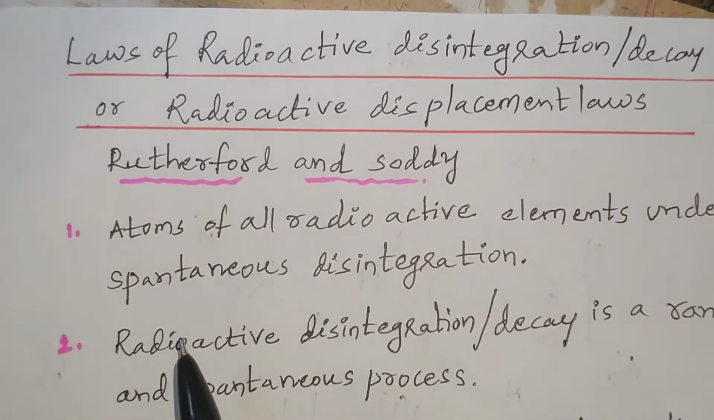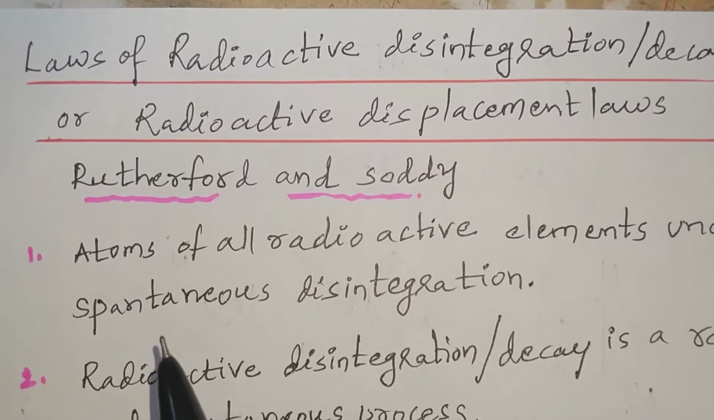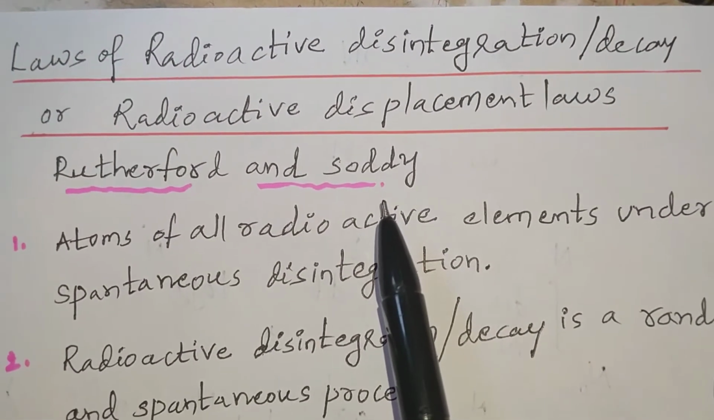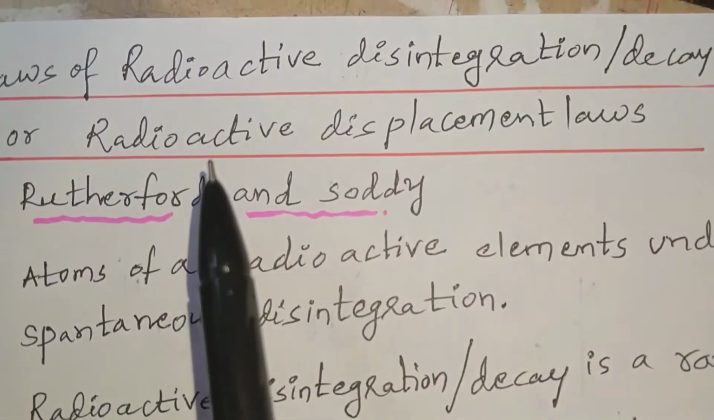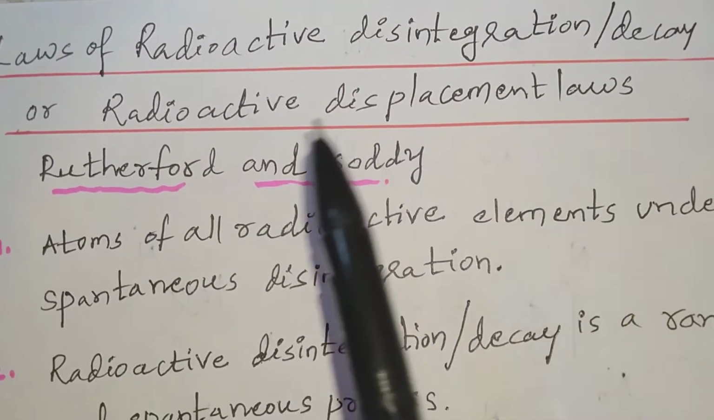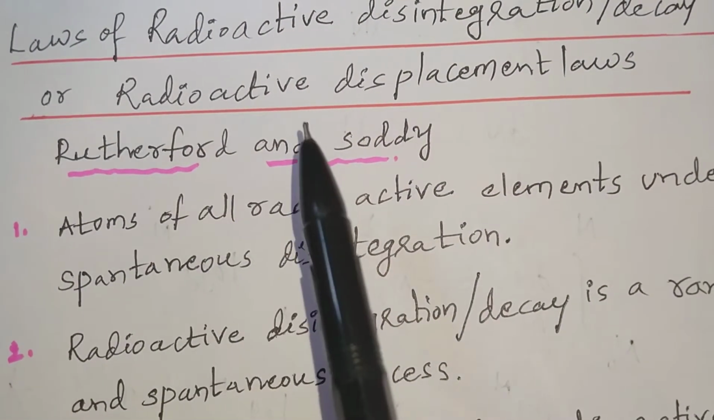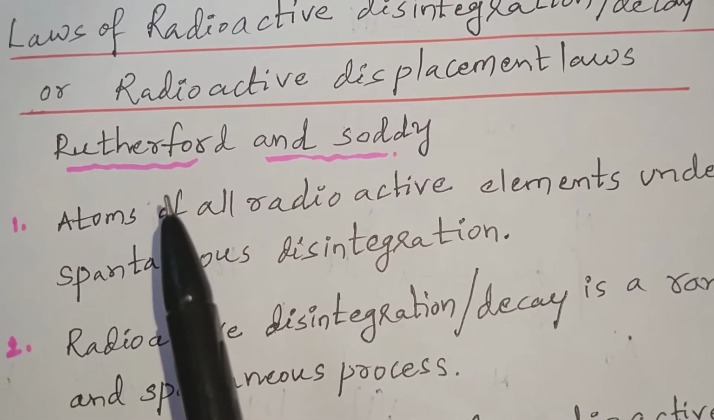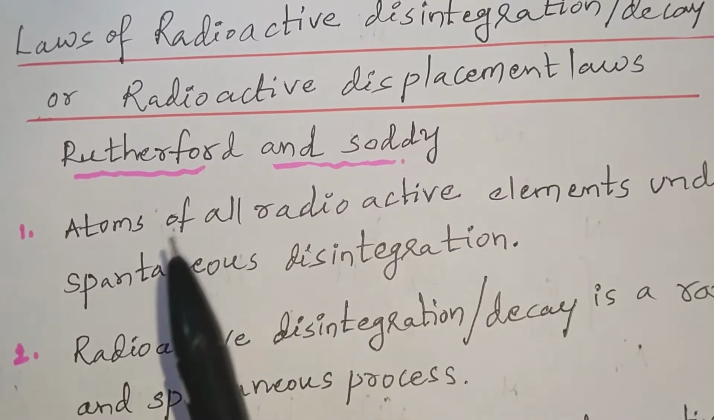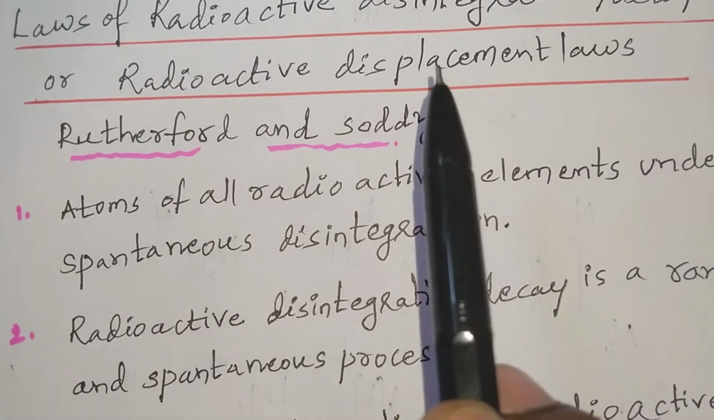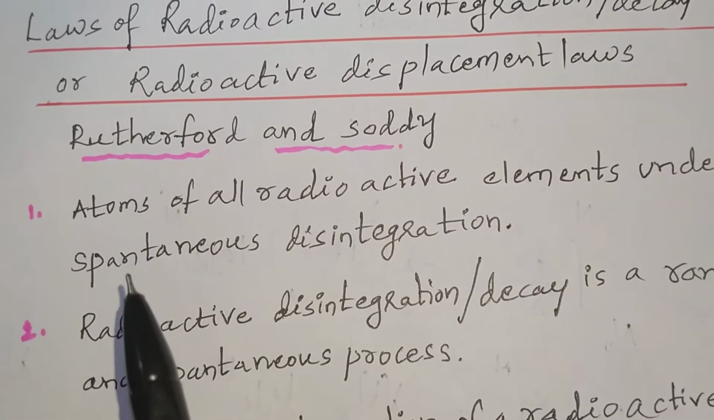We already discussed the introduction of radioactivity previously. Now we have to discuss the laws of radioactive disintegration, or radioactive decay, or radioactive displacement laws. Rutherford and Soddy discovered the laws of radioactive disintegration as follows.